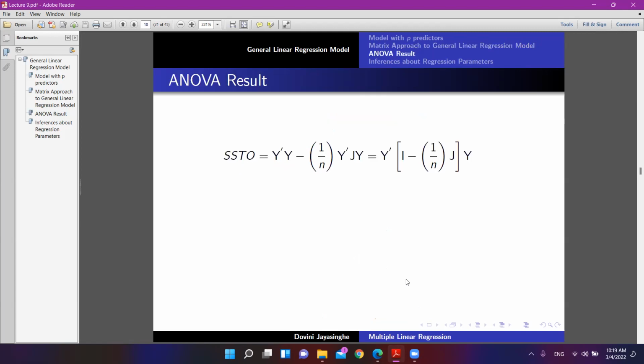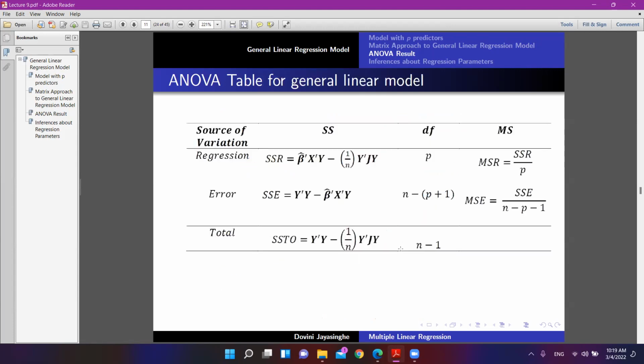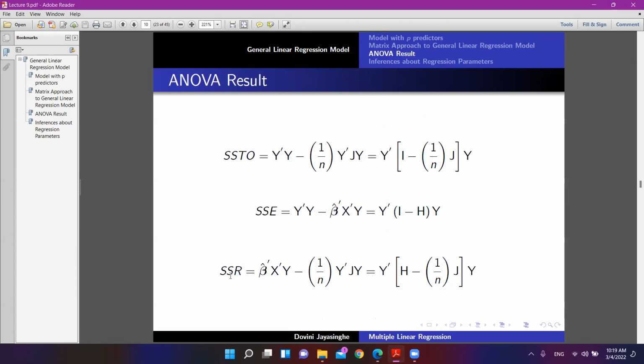Right. So the ANOVA results, I think we discussed last week. We derived all these. SST is the same thing, just as in simple linear regression. This is the matrix formula to compute the sums of squares of total, and sums of squares of error. And this one minus this one will give you this one. So derivation of these things we did last time.